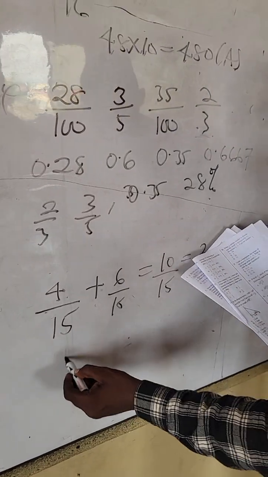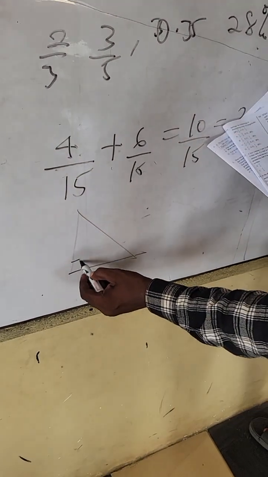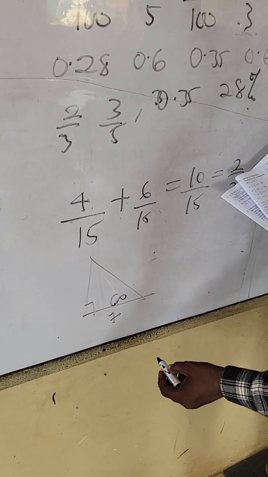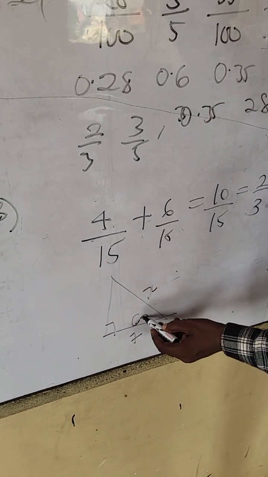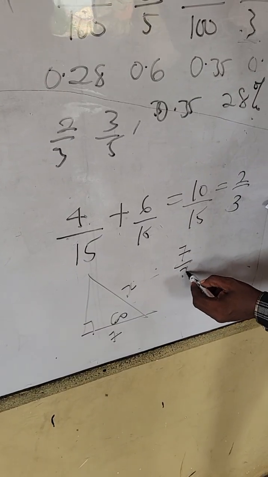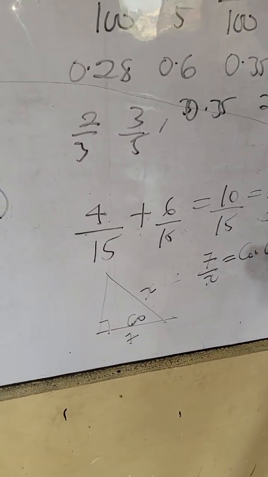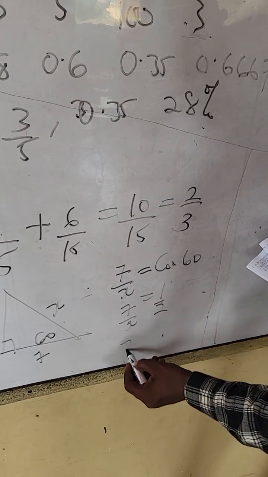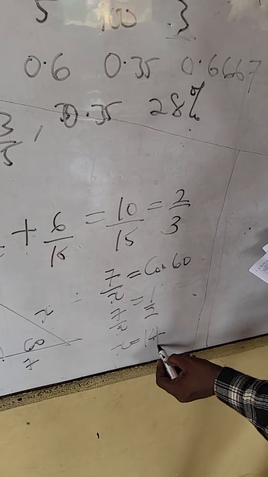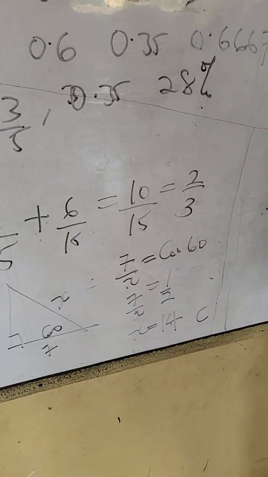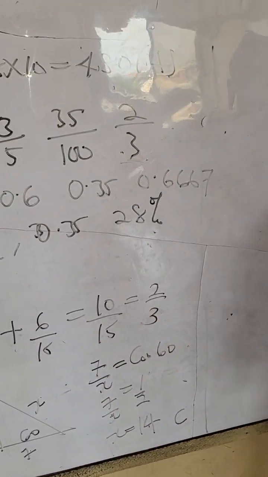The diagram is there. As such, 60 is here, 7 is here. We're finding BC. So cos is adjacent over hypotenuse. So 7 out of X is cos 60. And cos 60 is half. So cross multiply, X is 14. And that's option C. Question number 27.